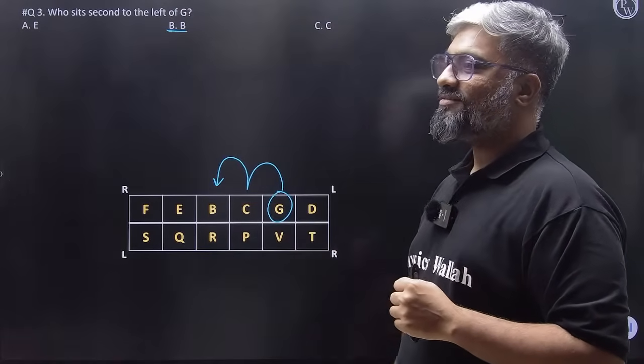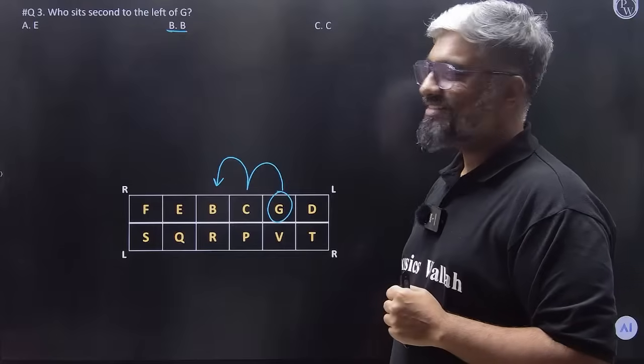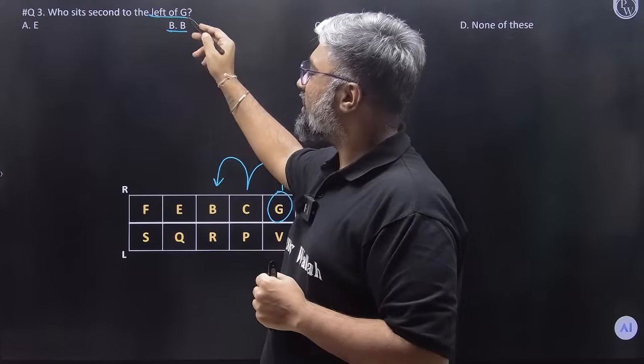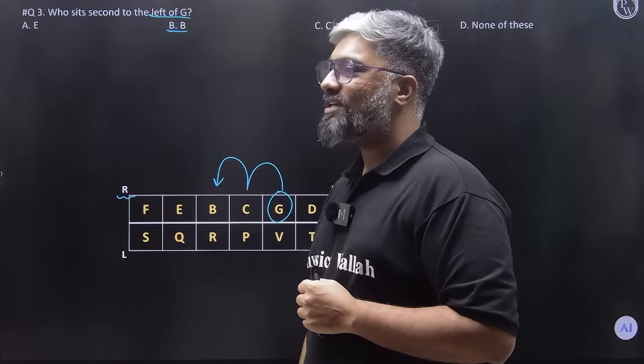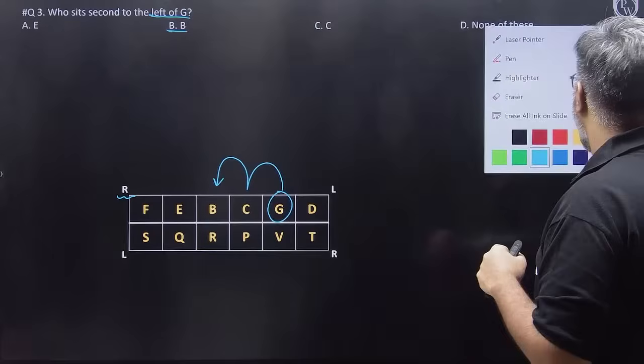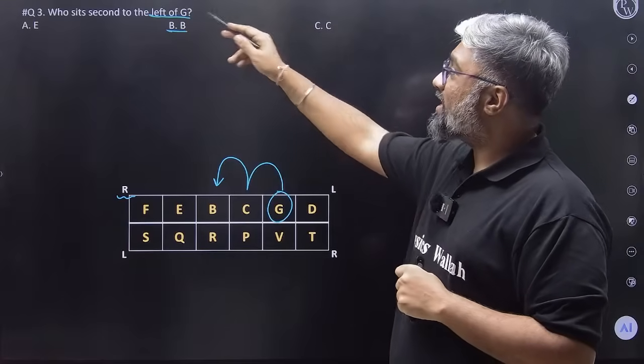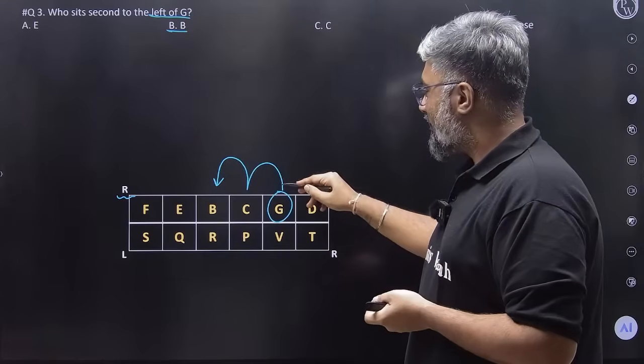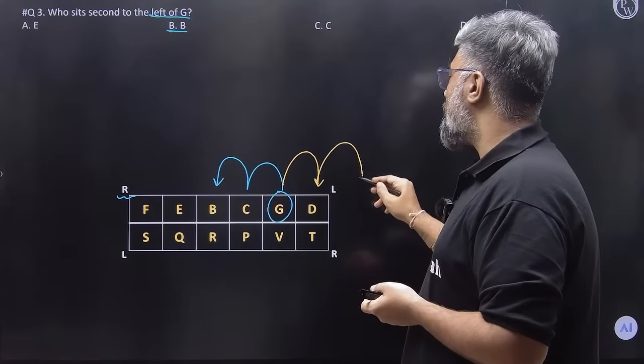Is this correct? No. Why? Left of G, is this left of G? It is right. Where is left of G? G's left is in this direction. But is there a second to the left? There's only one guy to the left. Second to the left is nobody.